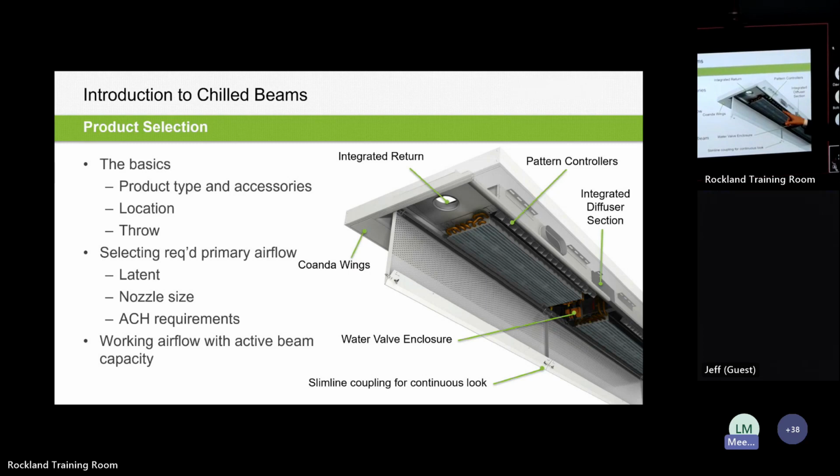Also the pattern controllers. Those can be provided to essentially shorten your throw. So yeah, question. Recirculation. Right, so that's been tested to essentially look at how much recirculation there is. With the discharge moving away from that return, we try to minimize how much of that supply air is being pulled into that return.